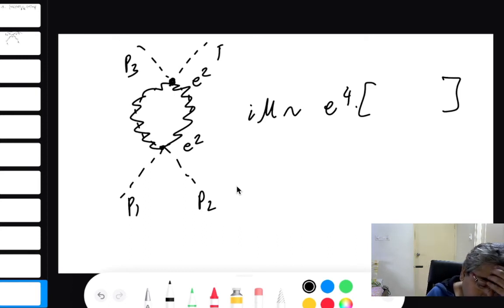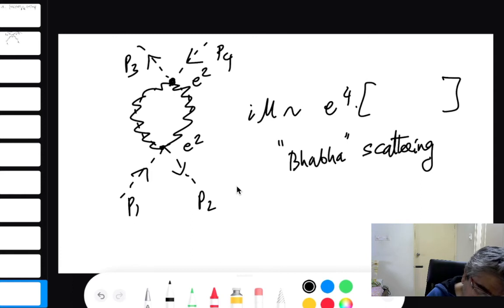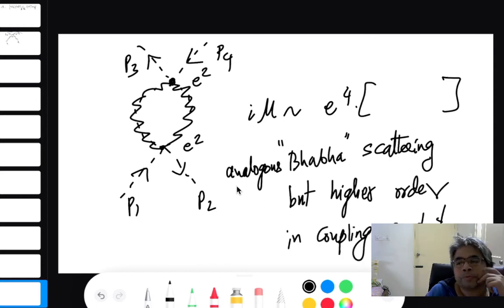So this is like Bhabha scattering, but this is higher order in the coupling. This is analogous to Bhabha scattering, but it is not Bhabha scattering. Bhabha scattering is more properly defined for QED, meaning electrons and so on. But this is analogous, but higher order, because of the coupling constant. So this is where the second coupling constant comes. Each coupling gives you a factor e squared. So e squared gives me e to the power 4 in the amplitude.